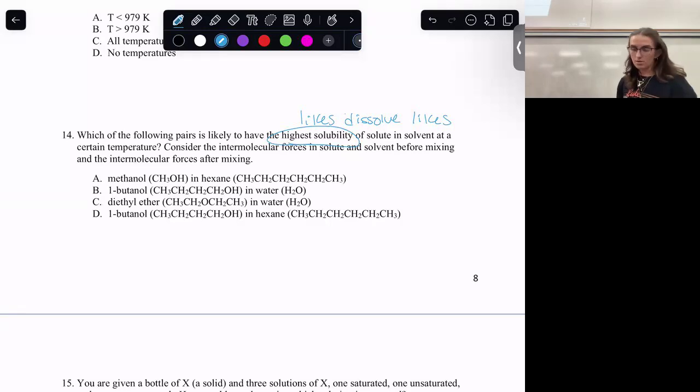Okay, so when we look at methanol, is this going to be a polar or non-polar compound? This is polar. And what about hexane? That's non-polar, right? Oh, it says hexane. Right, we have one butanol. And what is that, polar or non-polar? It's bordering polar, non-polar. I would say it's a little polar.